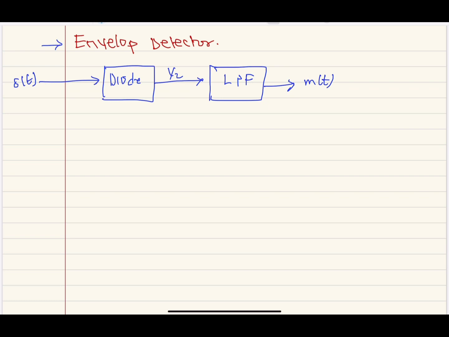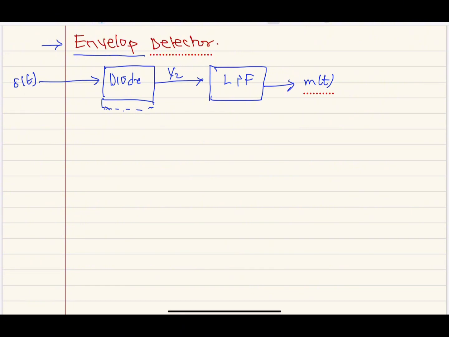So as I said earlier on, the envelope detector is used to detect a higher level amplitude modulated wave, right? When we were doing the modulation, we said the modulator is the diode. And now, since we are passing the modulated signal through the diode, the demodulator is also our diode. Therefore, we can call the envelope detector a diode detector.